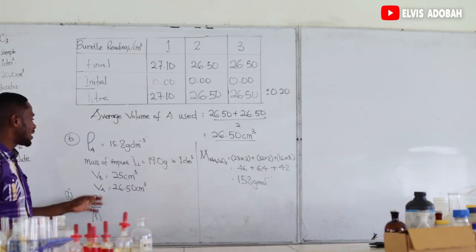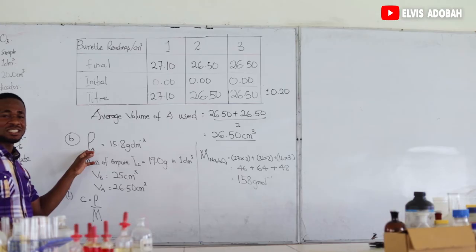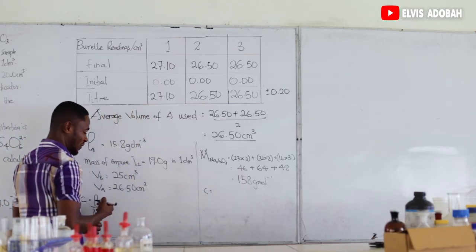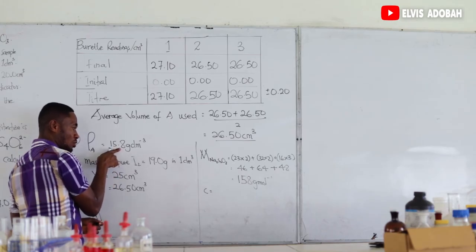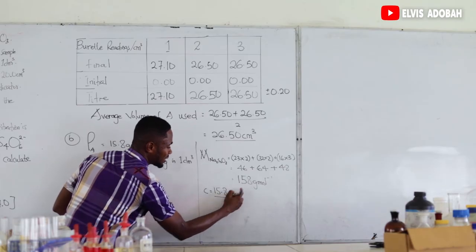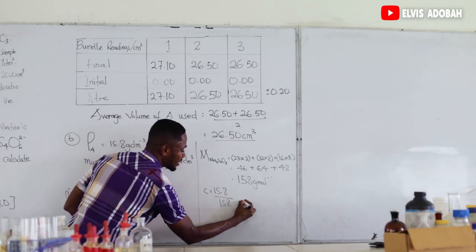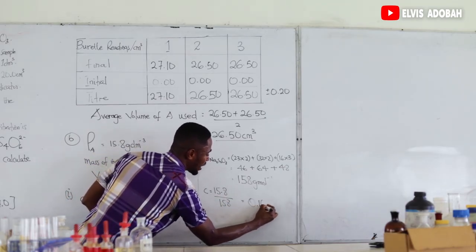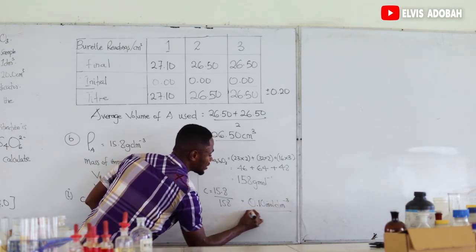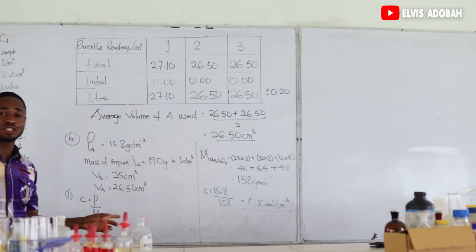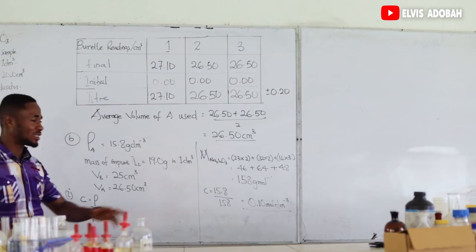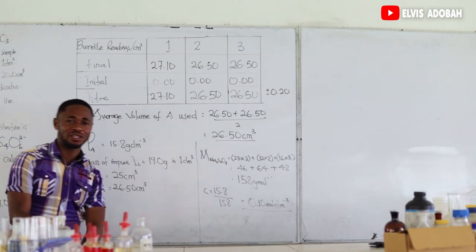We have already been given the mass concentration as 15.8. So its concentration in mole per decimeter cube is its mass concentration divided by its molar mass. And that will give us 0.10 mole per decimeter cube. Now that is the concentration of solution A, also known as sodium thiosulfate.